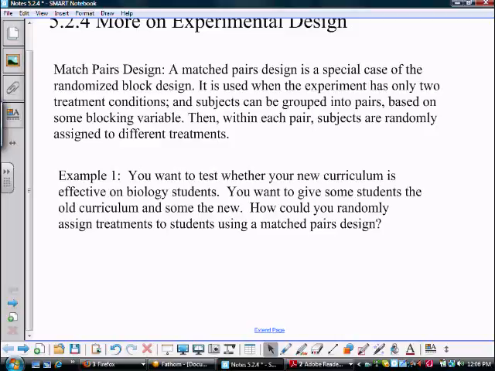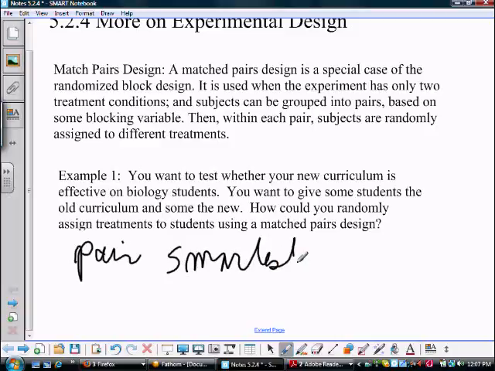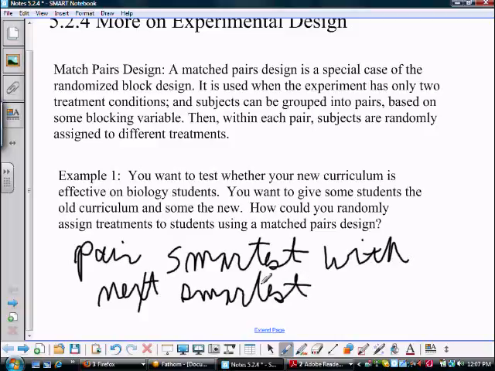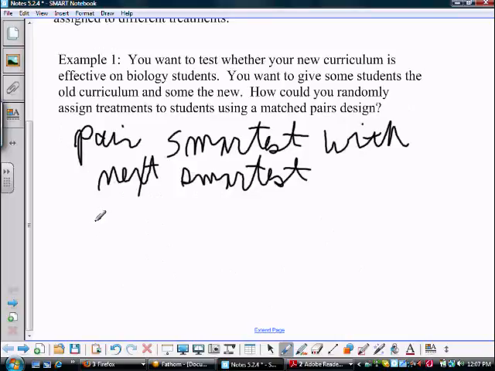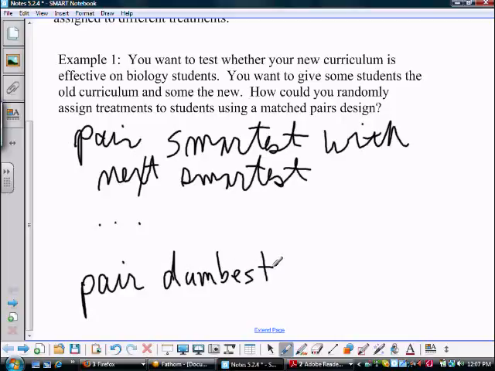So who should I put with the smartest kid? Okay, so we will pair up the smartest with the next smartest. And so on and so on. We'll do the next two smarter people until we get down to the bottom of the list where we're going to pair up the lowest performer with the second lowest.